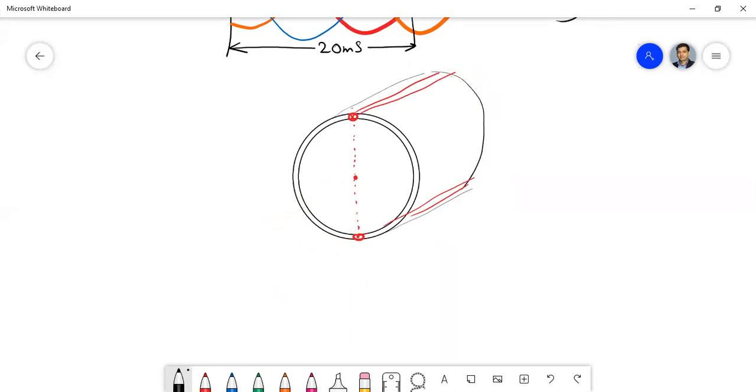So let me erase all this. I think you have understood how the current is flowing through the coil. Actually, I have taken only the cross section of two conductors, two conductors which are making only one coil. Now you just tell me in which direction the magnetic field will be generated.